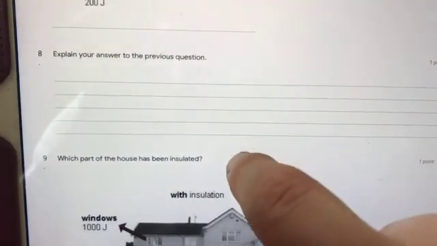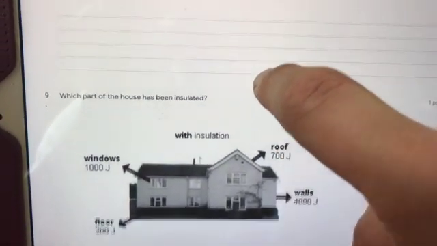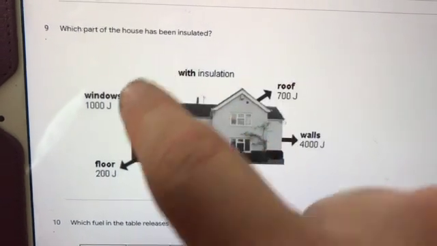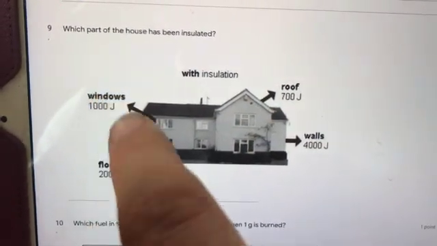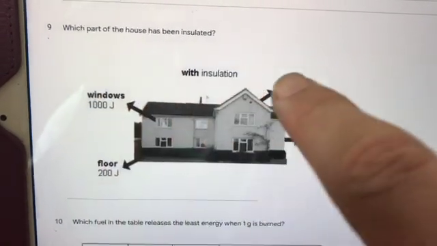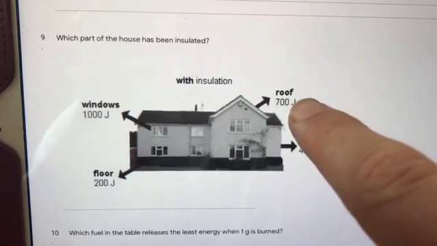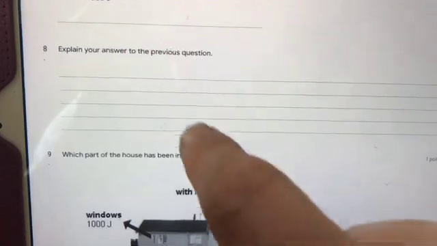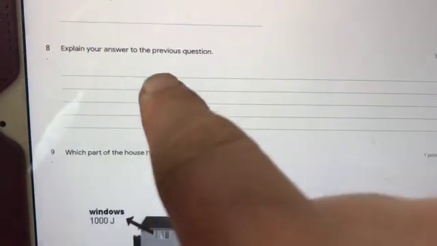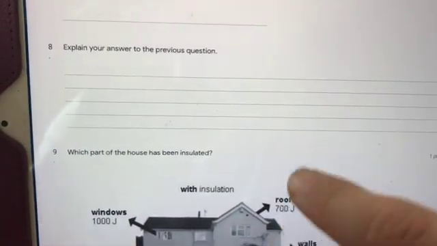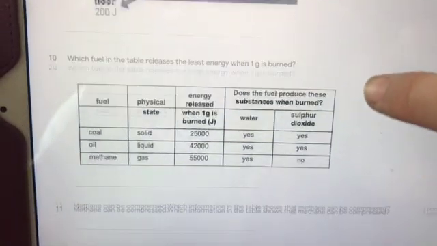The next question asks you to explain which part of the house has been insulated. And we can see that the part of the house that's been insulated, well, these three numbers are still the same, whereas this number has gone down to 700. So to explain the answer to this question, it's gone down from 3600 to 700 joules. That tells me the roof has been insulated.